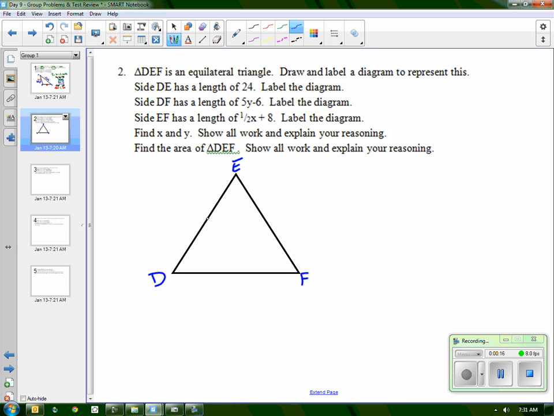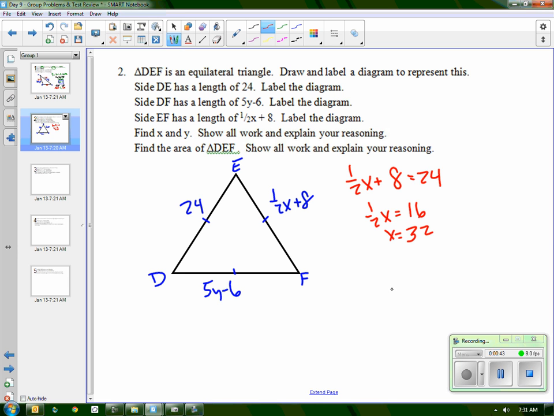Okay, DE is 24, which I know equilateral means all the sides are 24. Let's see. DF is going to be 5y minus 6, and EF is going to be 1/2 x plus 8. So, like I said before, if all these are 24 and I want to know what x is, I'm just going to say 1/2 x plus 8 equals 24. Just solve that guy. So I get 1/2 x equals 16. Multiply both sides by 2. You get x is 32.